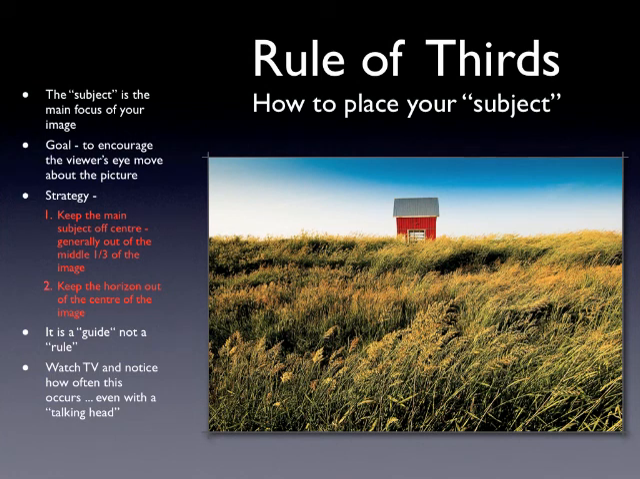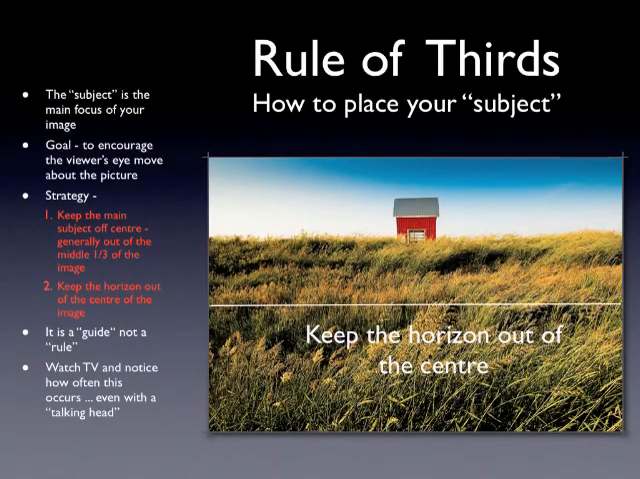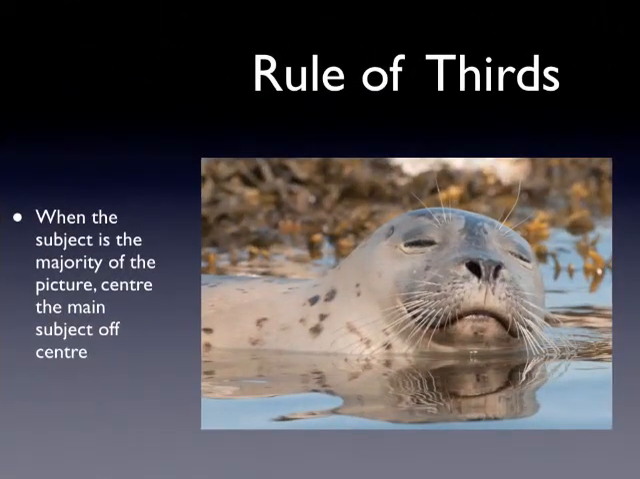So number 2 is where the horizon line is. Not in the middle of the screen. Notice where it is on this particular image. It's way up here. So again, if you look at the rule of thirds, and if we keep a horizon out of the middle, either up top or down below, it creates a much more dynamic image, inviting the eye to move around the picture.